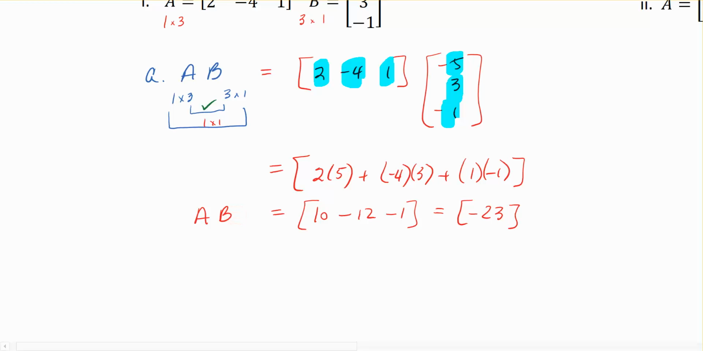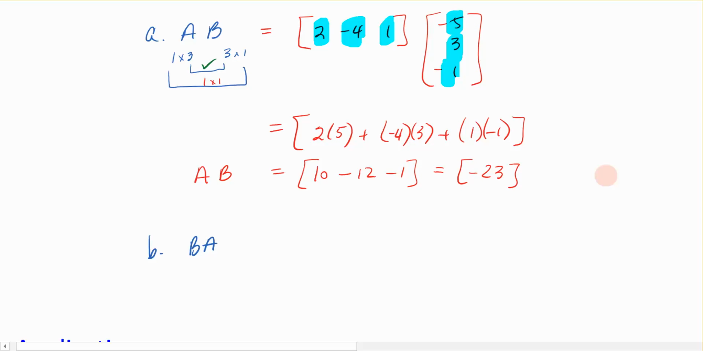Now let's do it in a different direction. What happens if I multiply B times A? Because in the world of real numbers, if I multiply 5 times 3, that's the same thing as 3 times 5. Multiplication is commutative in real numbers. But what we're going to see when we do matrix multiplication is that's not the case.